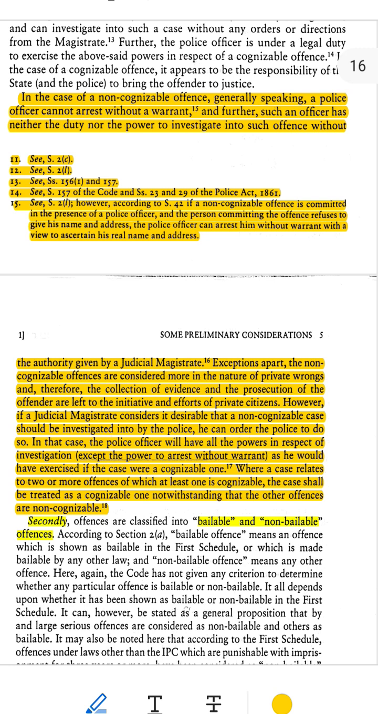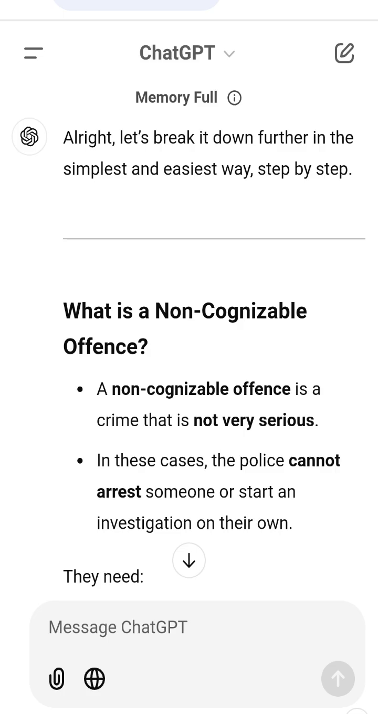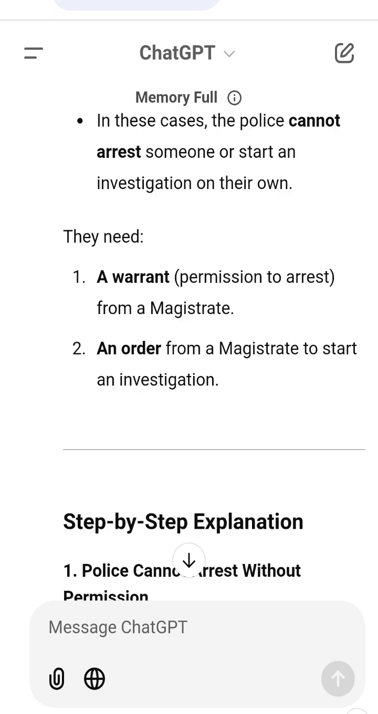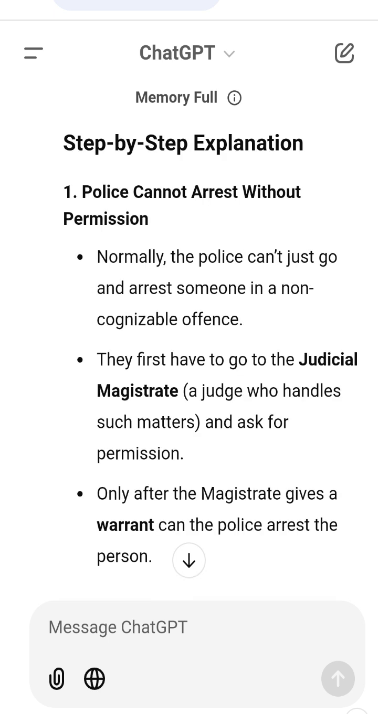Why are non-cognizable offences different? Non-cognizable offences are less harmful or affect only individuals, not society as a whole. These cases are seen more as private disputes, and the responsibility of collecting evidence or prosecuting the offender lies more with the victim or private person.